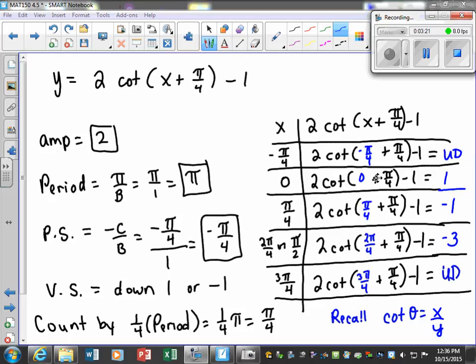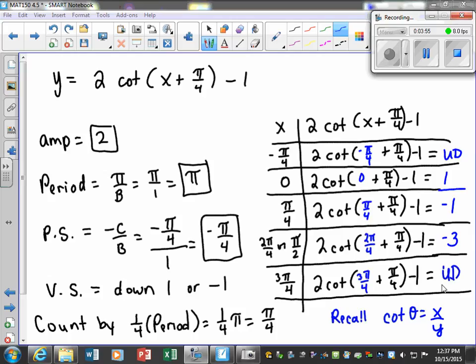Cotangent of pi fourths is going to be 1. 1 times 2 is 2. 2 minus 1 is 1. Okay, add these and you get cotangent of pi over 2, which is 0, and then 0 times 2 is 0. Minus 1 is -1. This adds to be 3 pi fourths, so the cotangent of 3 pi over 4 is -1. -1 times 2, and then subtract 1 from that, you get -3.